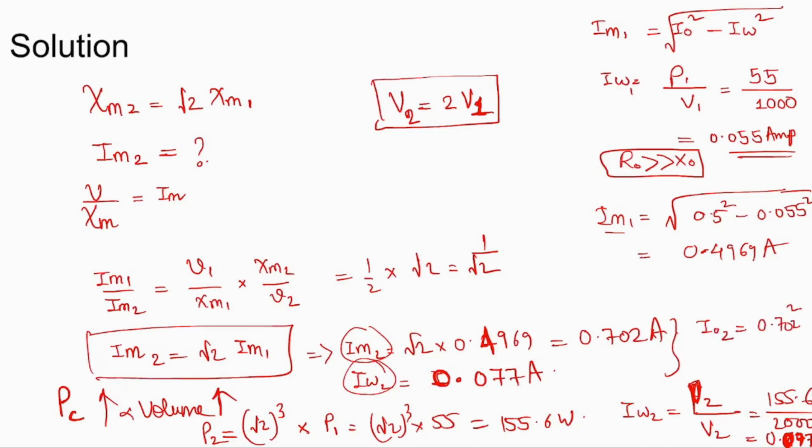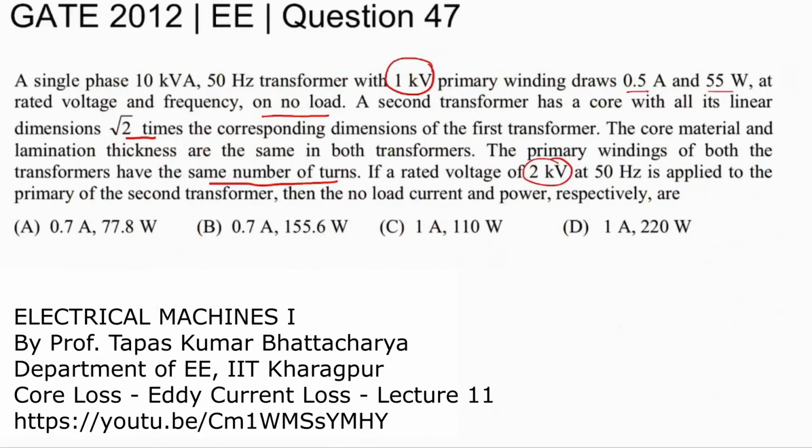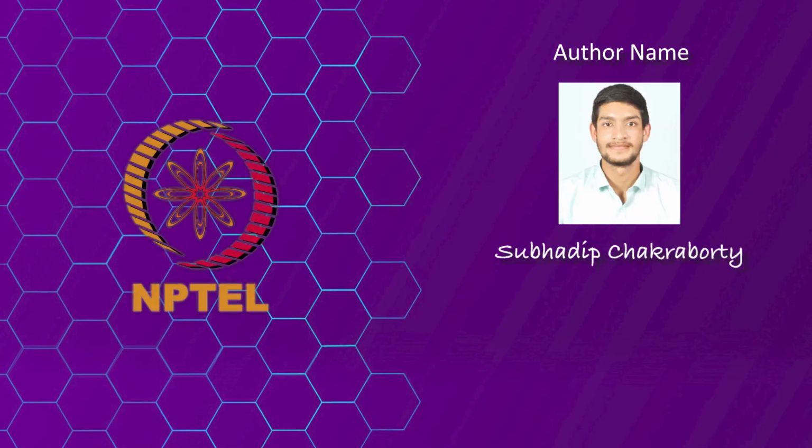So with I magnetizing 2 and I omega 2, you find the I naught for the second transformer to be square root of 0.702 square plus 0.077 square. This is much greater than this, so it will be nearly around 0.7, so actually the answer is 0.7 ampere, and this is the current value and this is the power value. This is the no load power for the second transformer, and this is the no load current for the second transformer after the scaling. So 0.7 and 155.6 watts are the answer. So B is the answer.